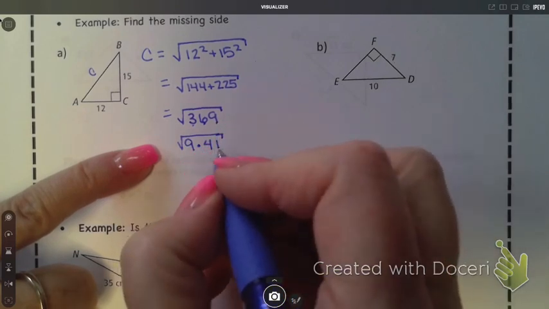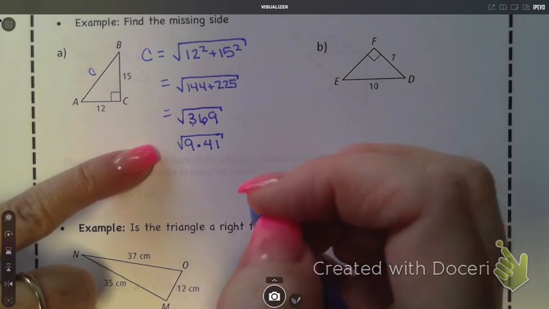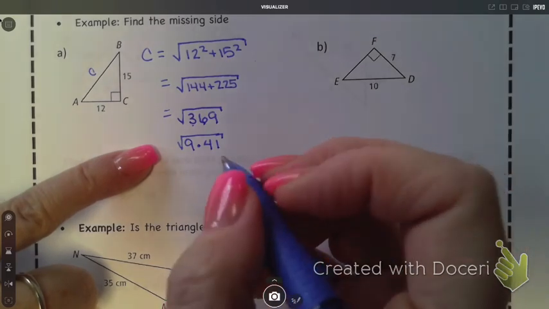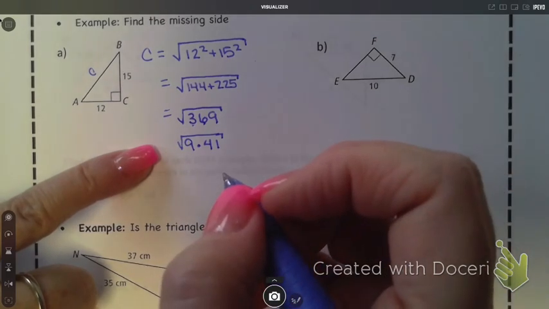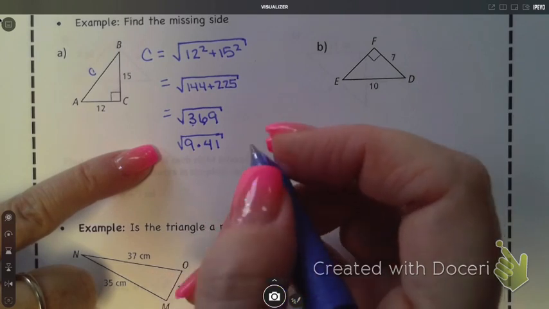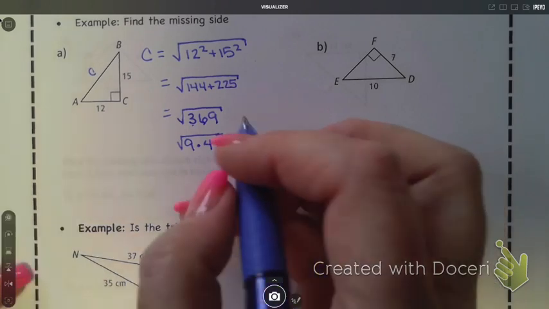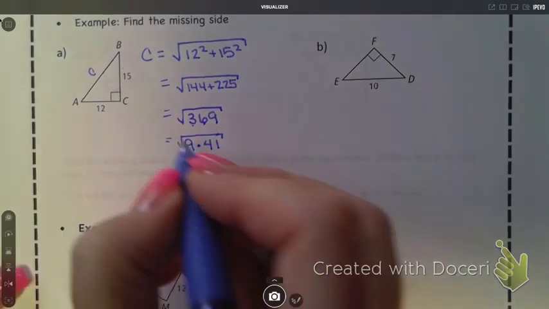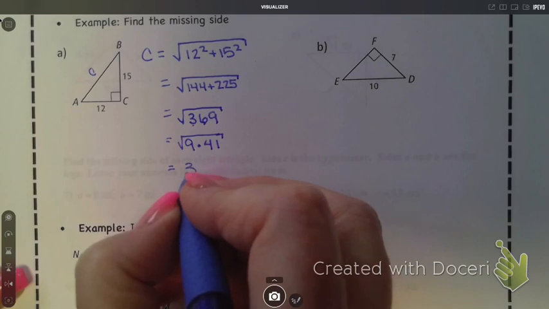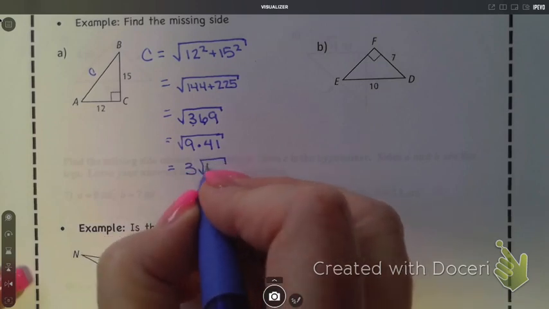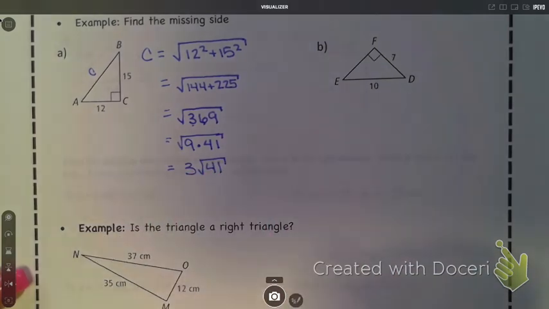Okay, 41. Well, 4 plus 1 is 5. 4 doesn't go into it. It's odd. 9 doesn't go into it. Is there going to be any other perfect square that goes into 41? No. So what is the square root of 9? 3. So 3 square root of 41 is the answer. Yep.